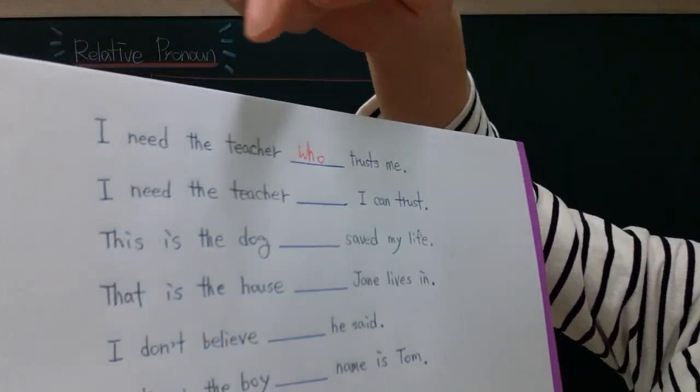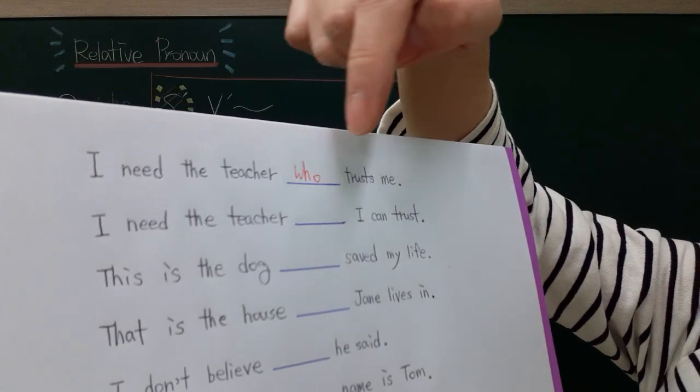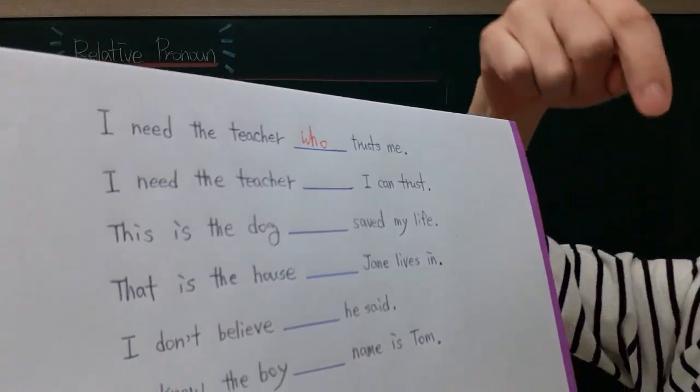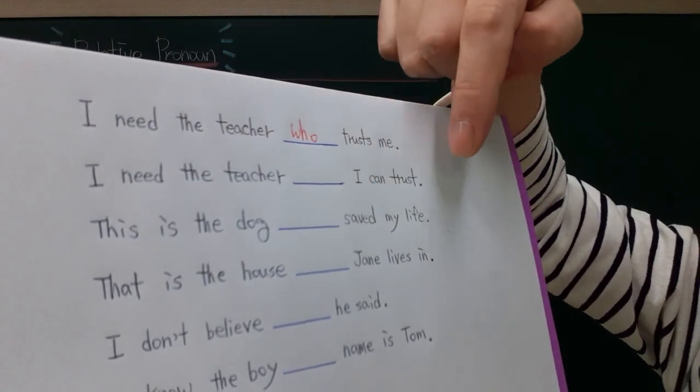So the correct answer is, I need the teacher who trusts me. Or you can say, I need the teacher that trusts me. Okay, next one. I need the teacher, blank, I can trust.